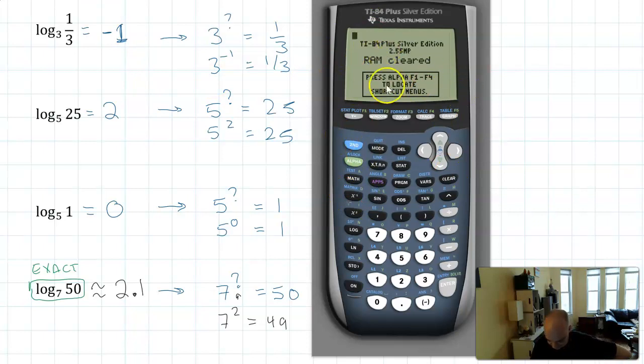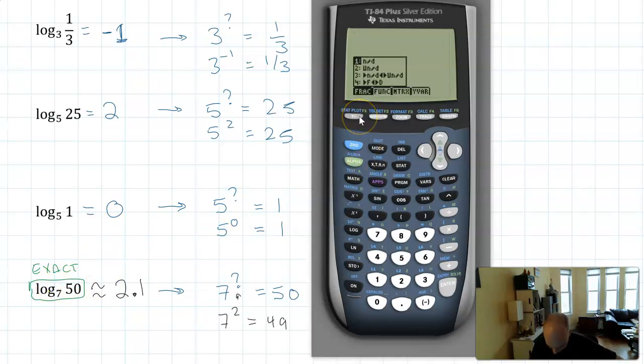Again, you have to have the newest operating system to do logs with easy bases. Otherwise, you have to use something called the change of base formula. But you can do alpha F2. You can go to option 5 that says log base. You can do log base 7 of 50. Let's see how close we were with the estimate of 2.1.